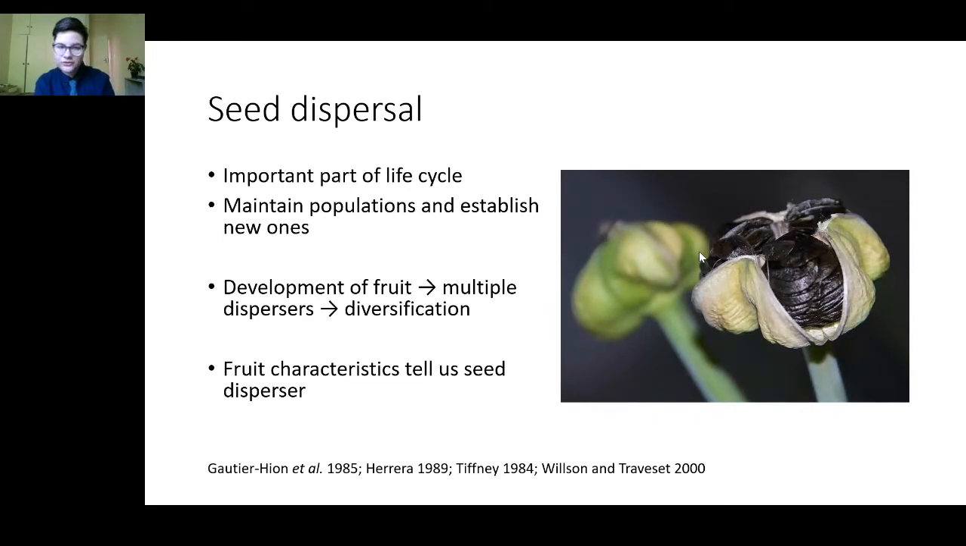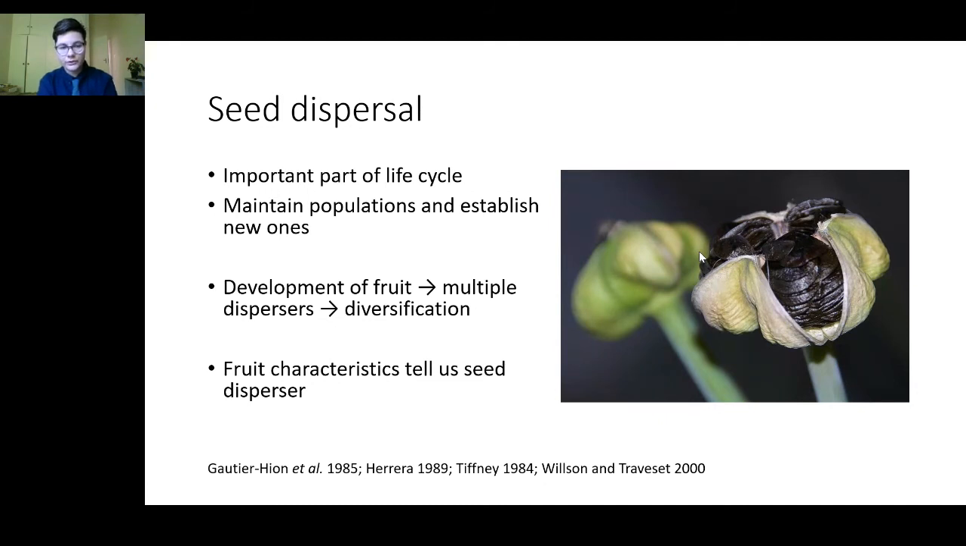As much as pollination is important, seed dispersal, I would argue, is also an important part of a plant's life cycle, as it is the culmination of reproduction. Seed dispersal helps to maintain populations as well as to establish new ones, and is essentially the only way that plants can move throughout their life. The evolution of fruit, although potentially for different reasons initially, has resulted in multiple dispersers being used, and this has led to the diversification of angiosperms as a whole.